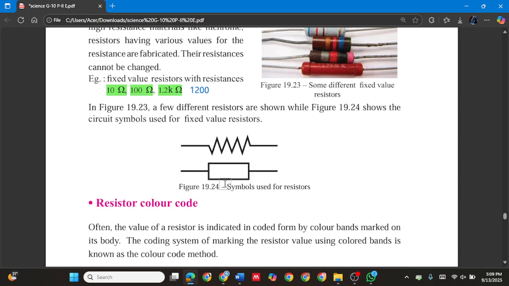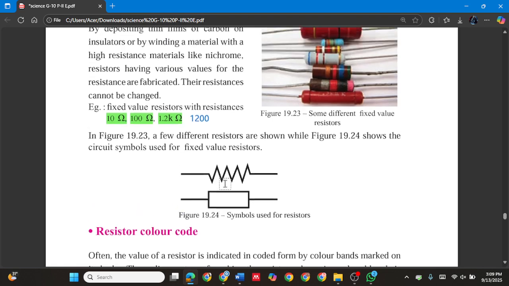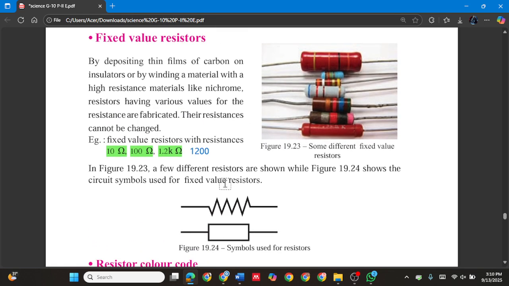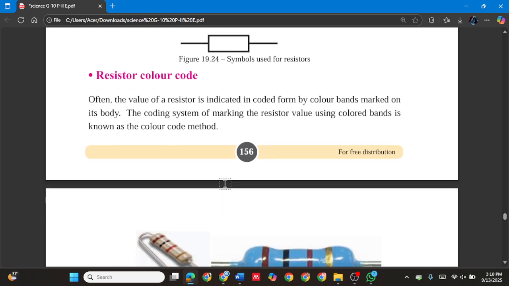Sometimes we use these symbols also. Okay, so these are the two symbols used to show the resistance. Which type of resistance? Fixed value resistors and resistor color code. Often the value of a resistor is indicated in coded form.